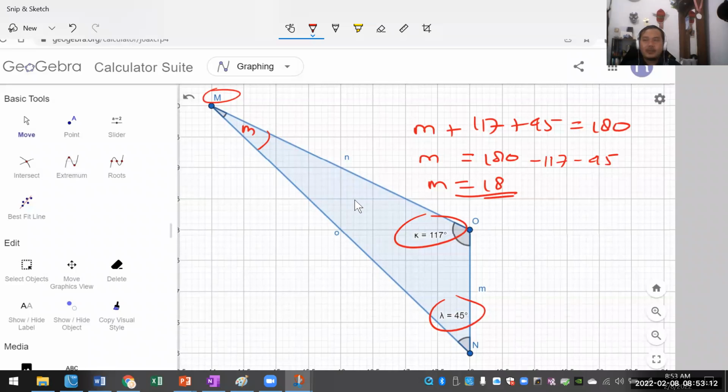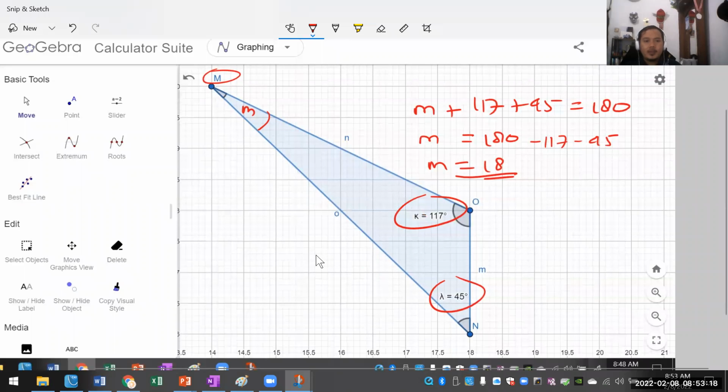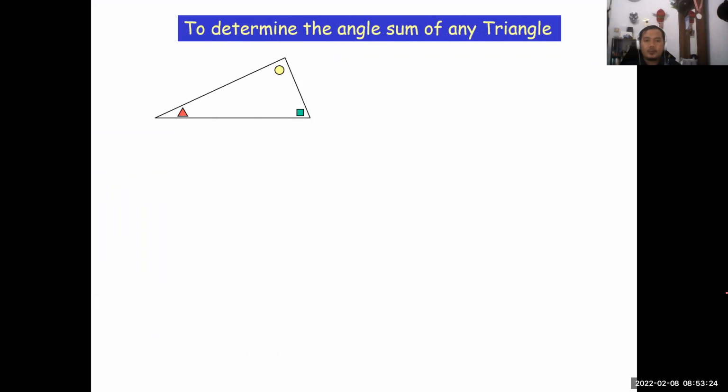Oke, okay. So this is about triangle, ya. Yeah? So later on I'm going to give you some exercise about this. Okay, now we're going to go to the slide again. Here we go. To determine the angle sum of a triangle, actually you can do something like this. This is one of the methods on how we can prove that it is 180 degree.